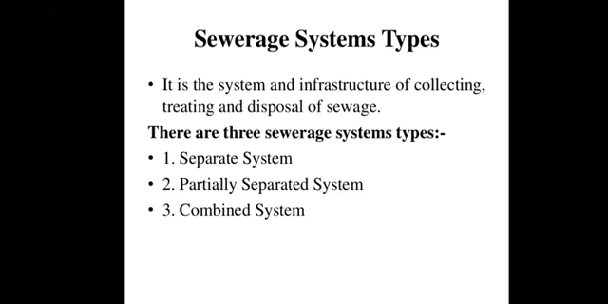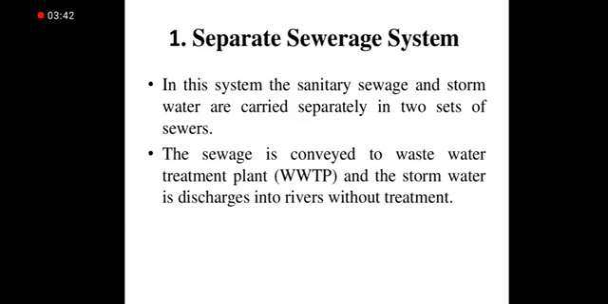Sewerage system types. According to the infrastructure for collection, treating and disposal, there are three types of sewerage system: separate system, partially separate system and combined system. What are these? Let us see the separate sewerage system first. Just now we read about storm, industrial and domestic sewage. Now how we are going to use it in terms of type: separate, partially separate and combined.